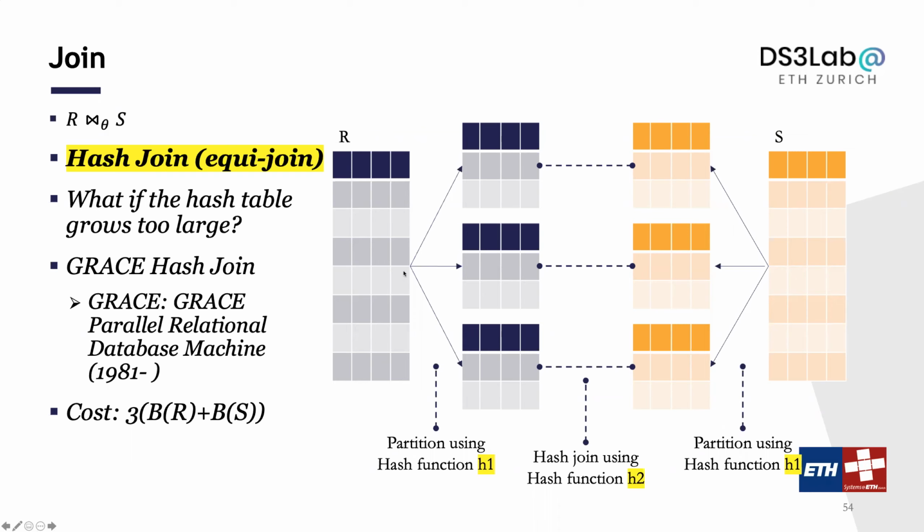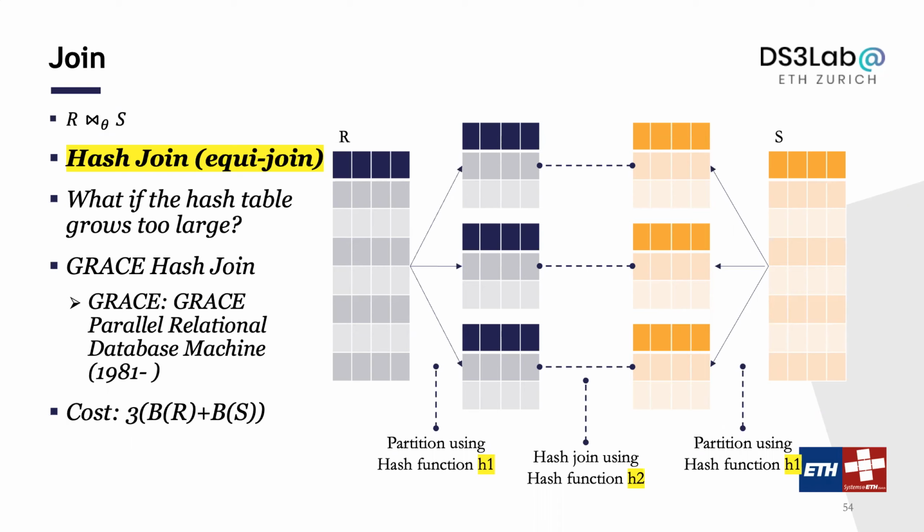So essentially the partition phase will be one read and one write. So that's 2 units of BR. And then for S, that's the same. And then when I do the hash join, I only need 1 pass of R and 1 pass of S, then I'm done. So essentially I'm paying 3 units of BR plus BS if you only count IO. So as you can see, it's very efficient.